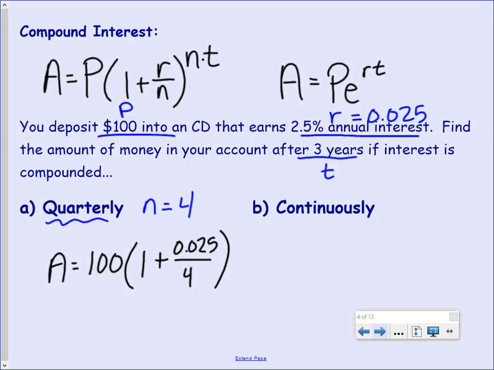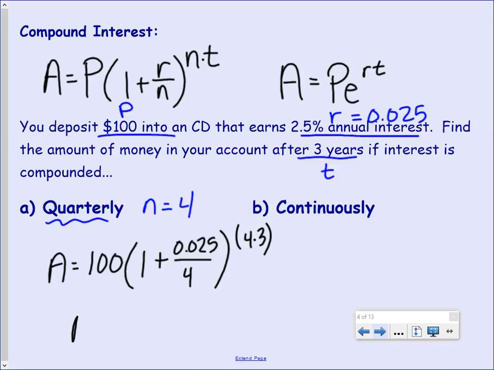Why do you have to divide your rate by 4? They're not going to give you 2.5% interest 4 times a year, because then they're really giving you 10% interest. They're going to give you a fraction of your 2.5% interest throughout the year, okay? A fourth of your 2.5% interest. And then raise that to the 4 times 3, or 12.